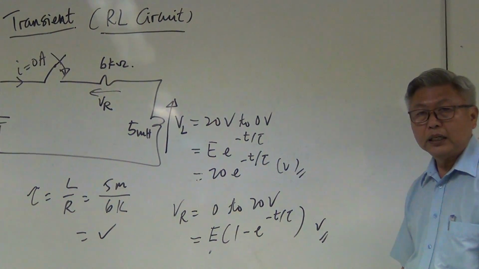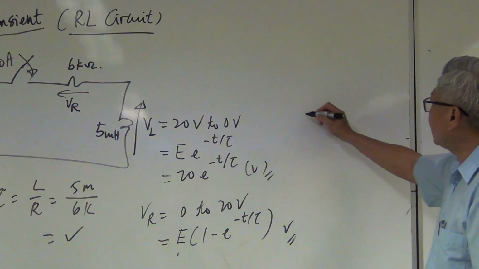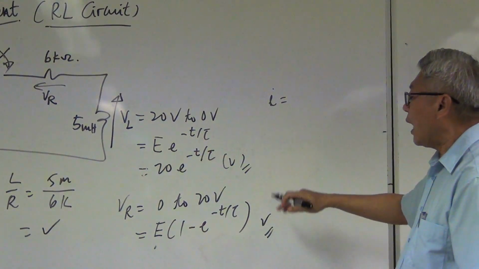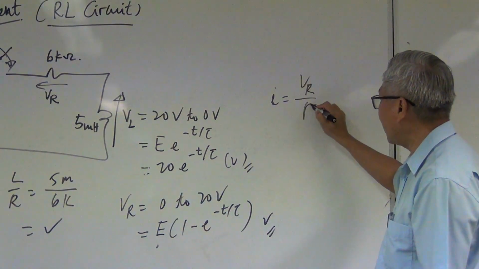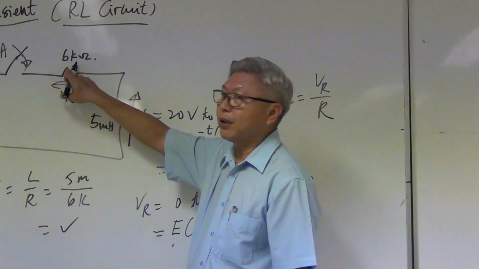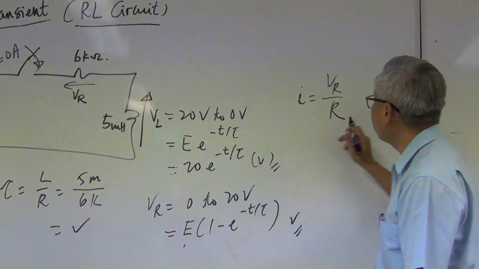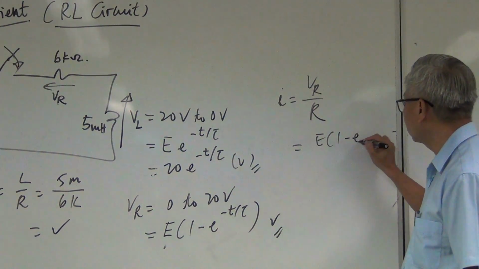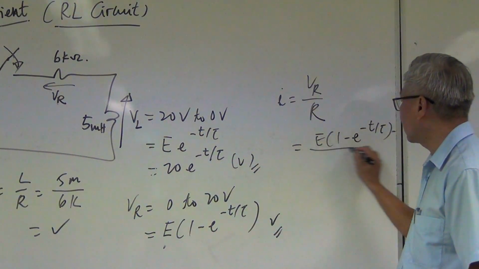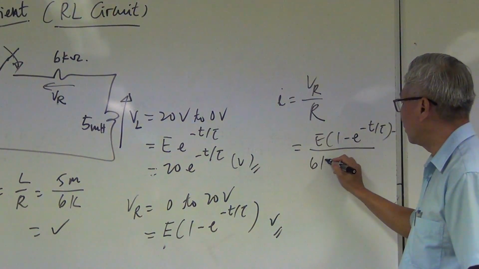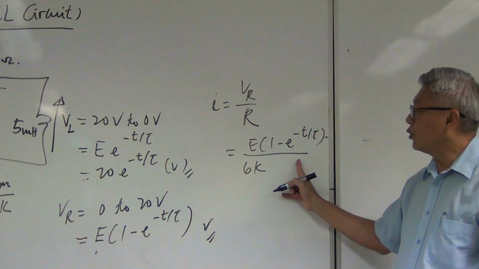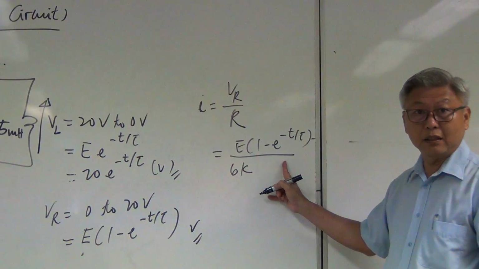Got it? Alright, so now let's say, write me the current I in the circuit. I again is VR divided by R. If I know the voltage, I divide by resistance, give me the current. So my expression for my VR is with bracket, okay, and the resistor is equal to 6 kilo ohm. Okay, so my current expression is with a bracket. So do you know therefore that current is increasing?